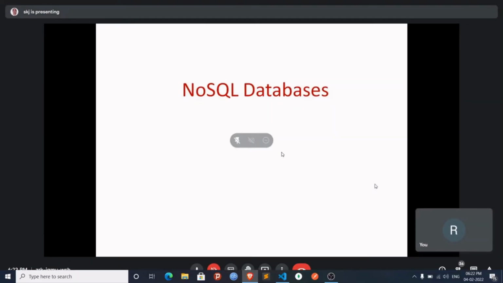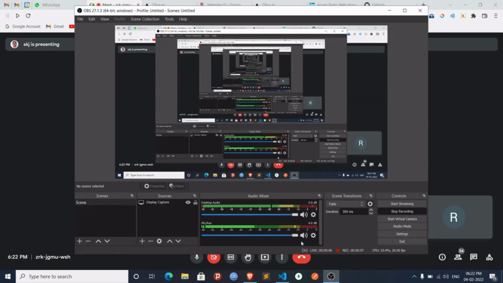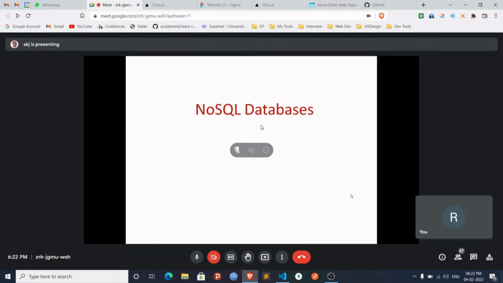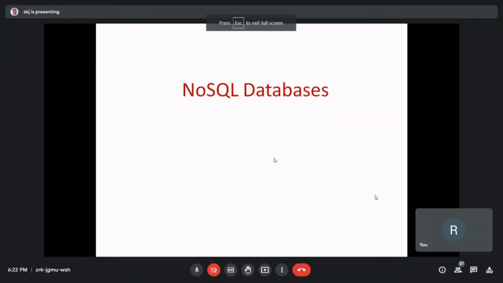Today we have to start a new chapter, that is NoSQL databases. This chapter is important because the whole big data processing and all the activities are carried out on these NoSQL databases. In your BTech second year or third year, you might have gone through the database management system, that was the relational database management system by SQL.